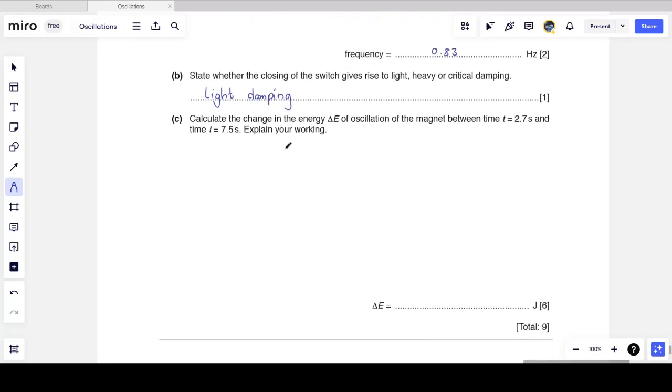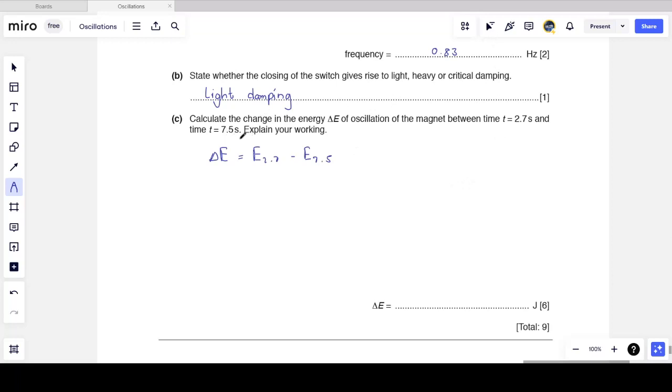And the next question, similar to the last sub-question of the previous question, says: calculate the change in energy, delta E, of the oscillation of the magnet between 2.7 seconds and 7.5 seconds. And we want to explain our working. So delta E is equal to the energy at 2.7 seconds minus the energy at 7.5 seconds. Now what I remember is that energy is proportional to the square of the amplitude.